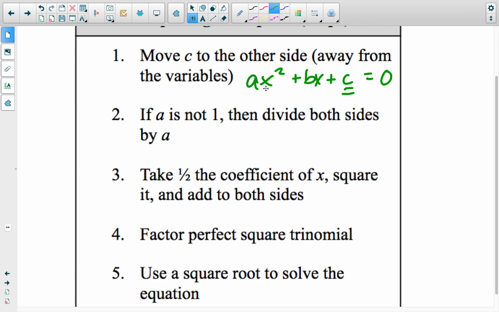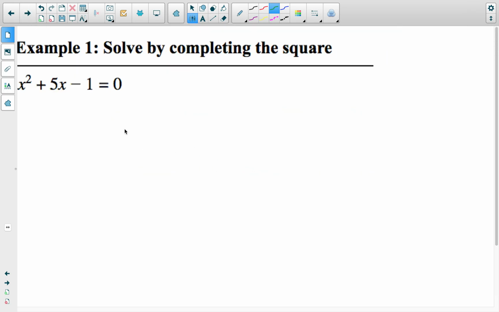If A is not 1, then we have to divide everything by A. We have to make sure that leading coefficient is 1 in order for this to work. Then we're going to take half the coefficient of x, square it, add it to both sides, factor our perfect square trinomial, and use the square root to solve the equation. All right, so practically, here we go.